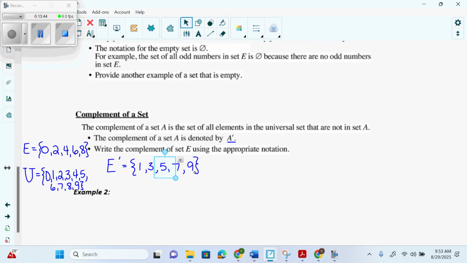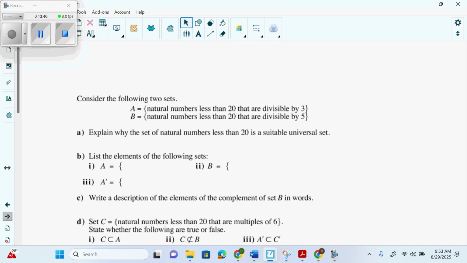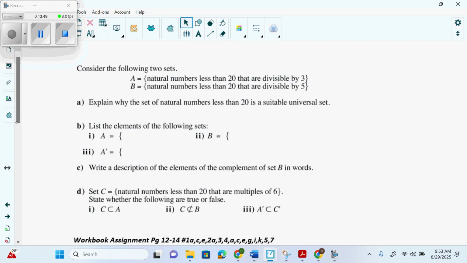Okay, let's flip over to example 2. Consider the following 2 sets. A is the natural numbers less than 20 that are divisible by 3. And B is the natural numbers less than 20 that are divisible by 5. Explain why the set of natural numbers less than 20 is a suitable universal set. Universal set's the only numbers we're allowed to look at. Why would that be a suitable universal set for A and B?